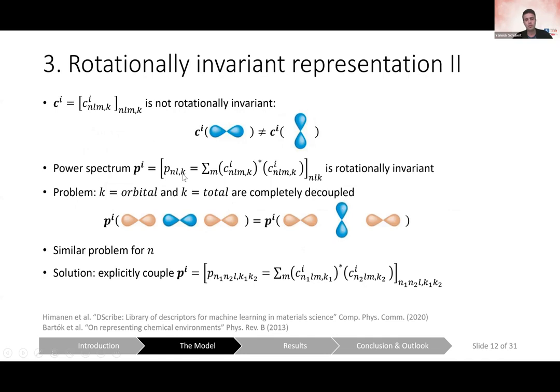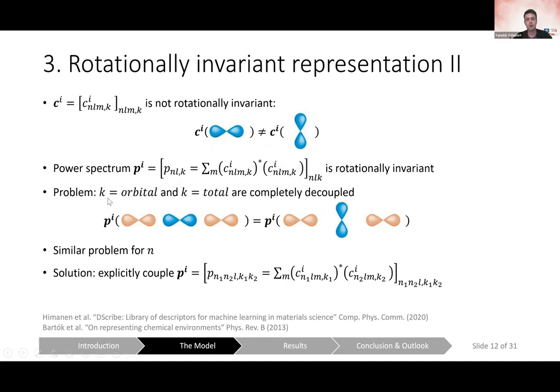Probably the simplest way to construct a rotationally invariant representation out of these coefficient vectors is to take the power spectrum. Essentially you perform a scalar product with respect to the M indices here, and you can show that this is indeed rotationally invariant. However, if we did this in a naive way, we would introduce some new problems.